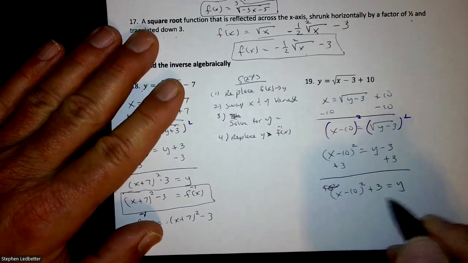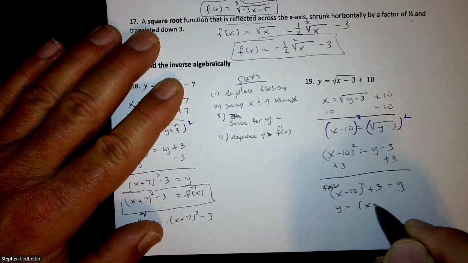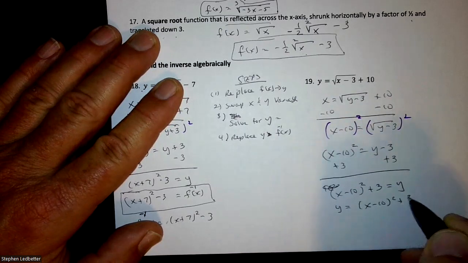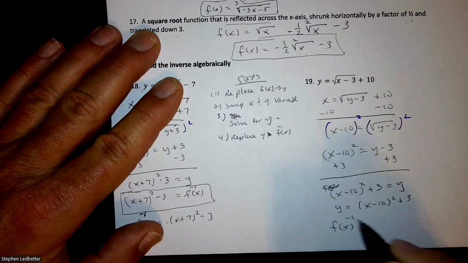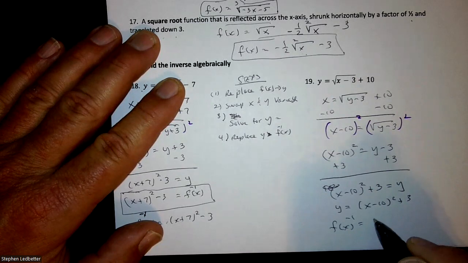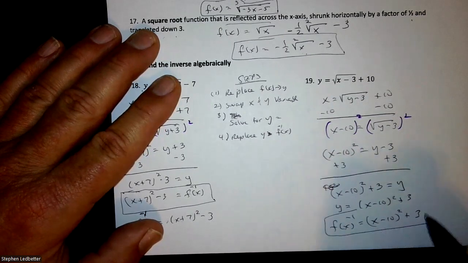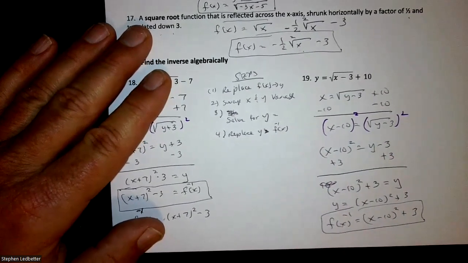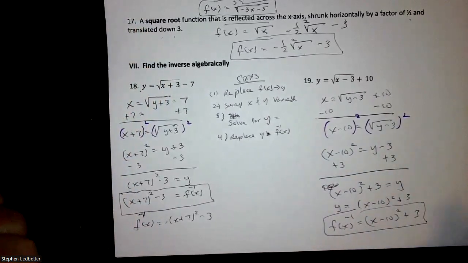And remember, I'm just going to switch these around and say y equals x minus 10 squared plus 3. Put f of x, and we'll put -1 here because that's the inverse symbol. And then we'll say x minus 10 squared plus 3. And technically, that's your answer. Again, you could go lower if you need to, but it just says algebraic. We've done what we're supposed to do.